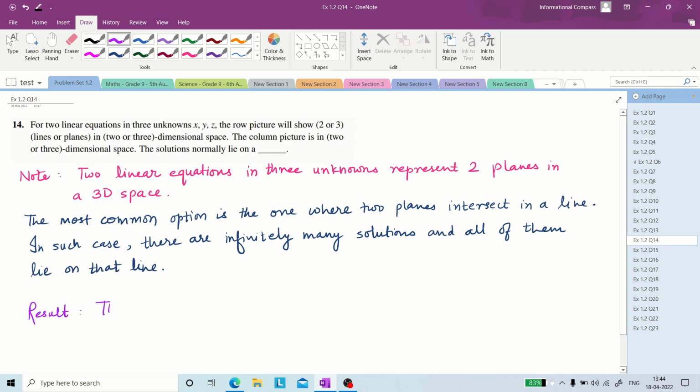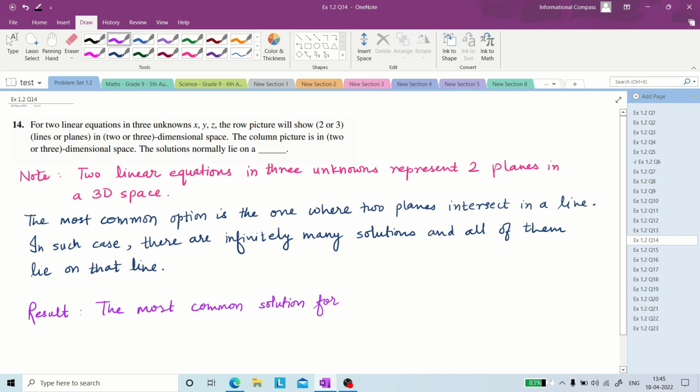Result is the most common solution. Why am I writing result for all of these questions? It is for you to verify in case you're solving it individually. That's the best practice I can suggest: practice it yourself and then check the answers from this result part. That's a good initiative that you will take for yourself.